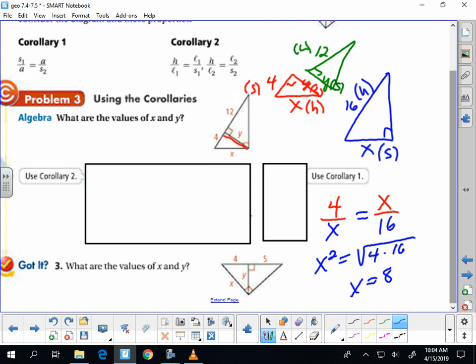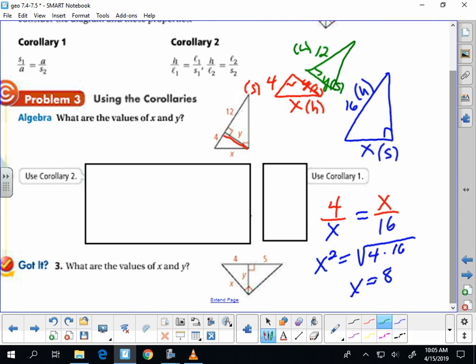Now we're going to do y. So y is in the green triangle, which is medium. In the medium triangle, we have the short and the long leg. So now I need another triangle with a short and the long leg. Which other one do I have with short and long? Red or blue? I hear red. So we're going to do red and green.